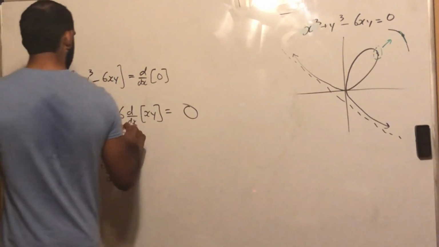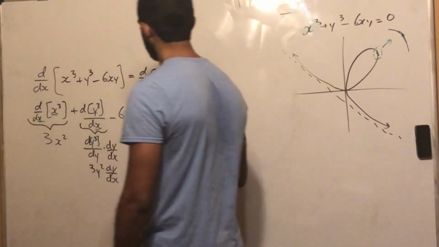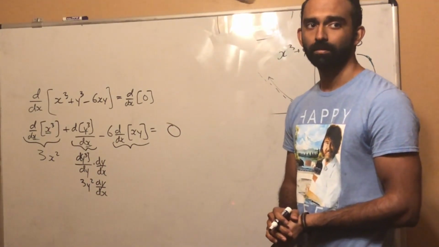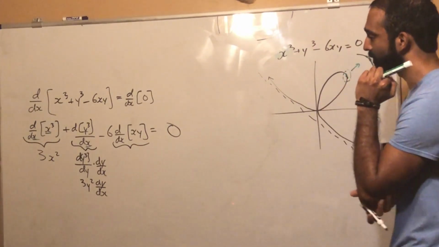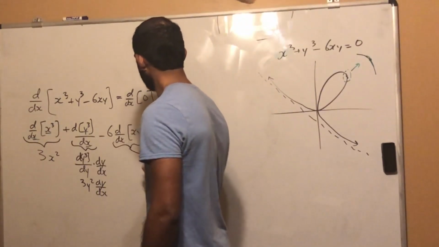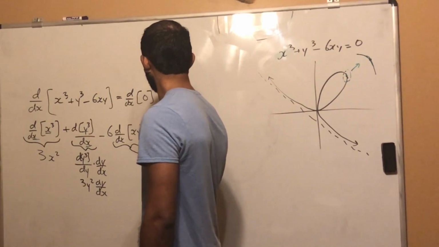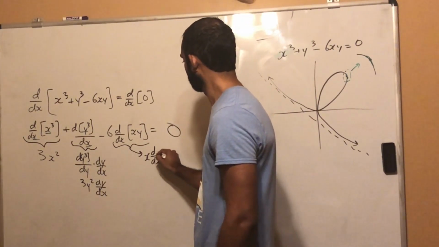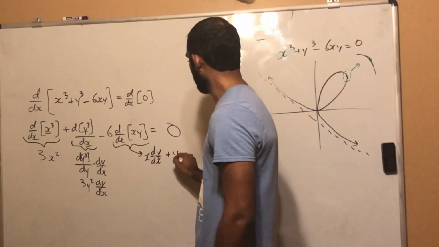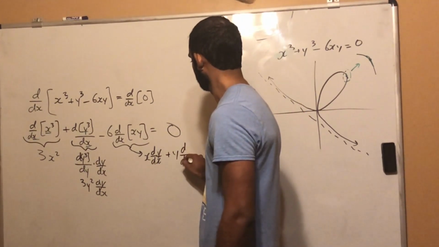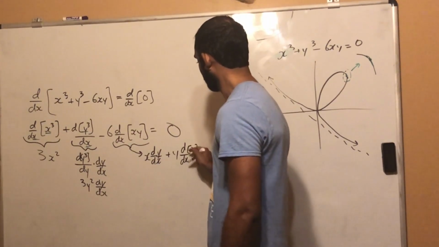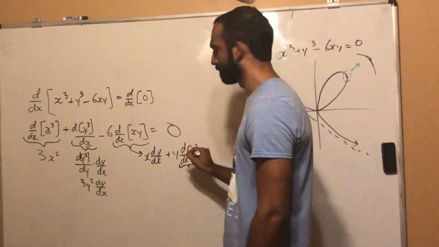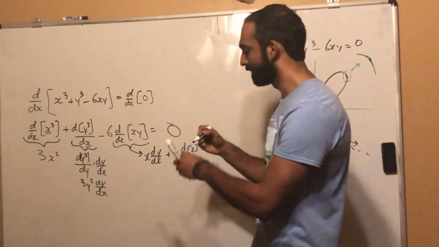Now, for this term here, what rule do I have to implement? The product rule. Yes, product rule. So, this guy is x times the derivative of y plus y times the derivative of x. Of course, the derivative of x with respect to x is just 1. Variables match and simple power.